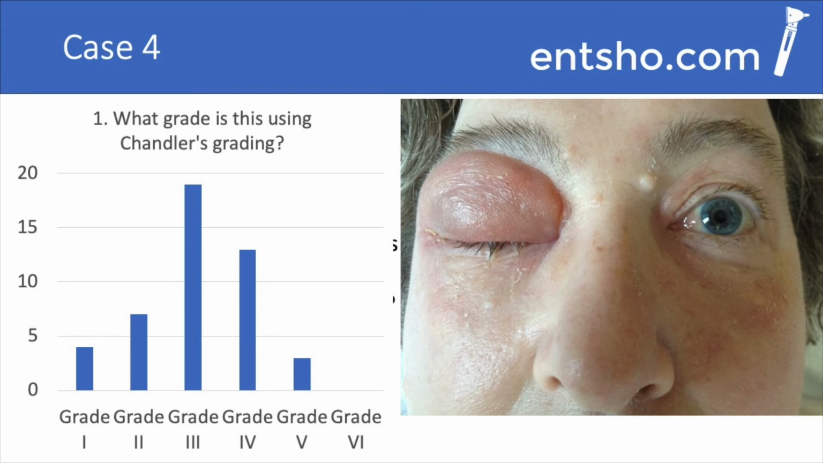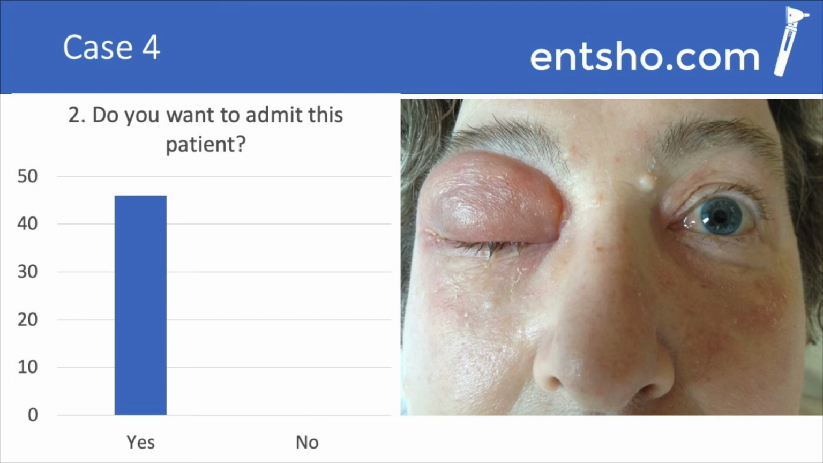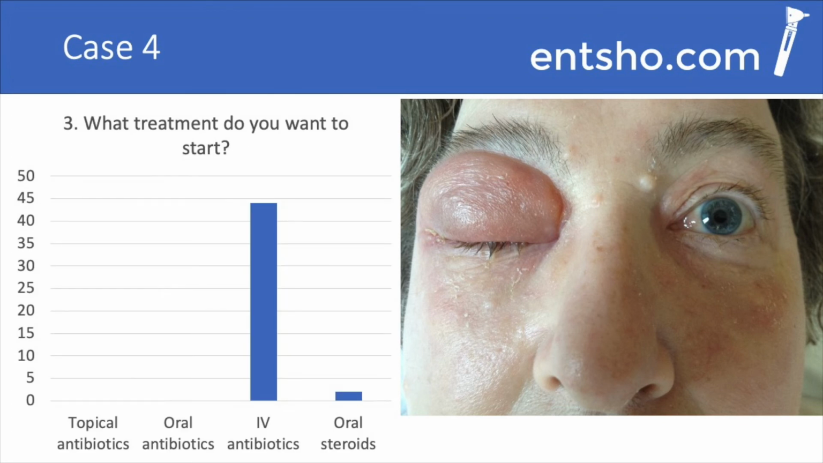And then management, everyone's kind of bang on. So do you want to admit this patient? Yes, worrying, there's obviously a risk of permanent loss of vision if periorbital cellulitis isn't treated properly, and the patient's becoming very unwell and septic. So you want to admit them and treat them properly. And as pretty much all of you said, IV antibiotics would be a good starting point to see how the patient does. Oral steroids tend not to be used here, so it's more about treating infection rather than anything else.